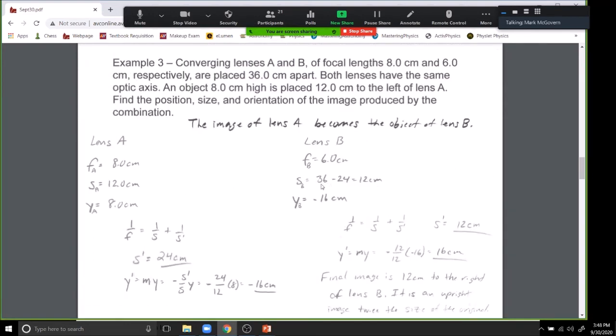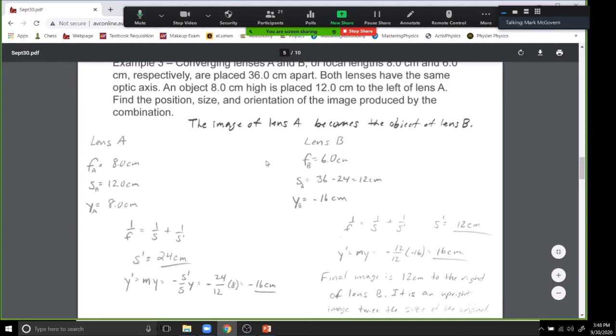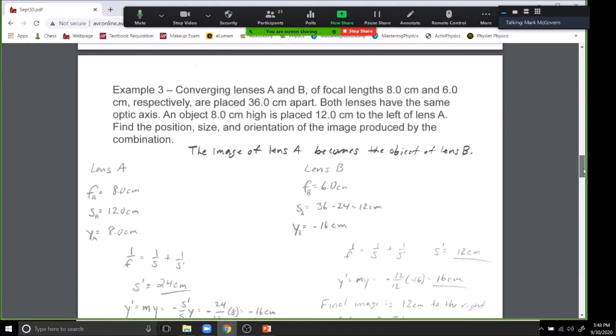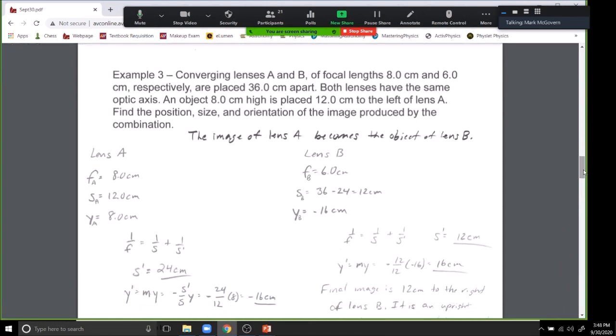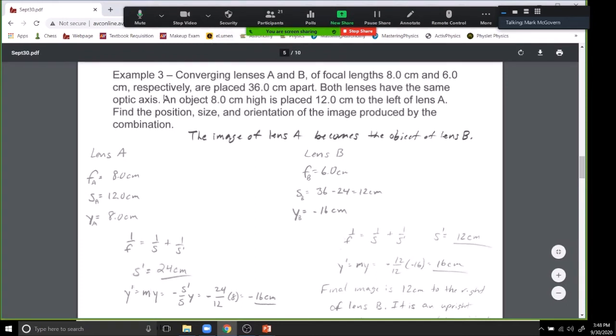Okay. We have convergent lenses A and B. Convergent lenses A and B have focal lengths 8 and 6 respectively. They are placed 36 centimeters apart. Both lenses have the same optic axis. Well, I hope they do, because that's a little bit of a nightmare if you don't have the same optic axis here. Object is 8 centimeters high and placed 12 centimeters to the left of the lens. We're outside the focal length. That's nice. So let's do it.